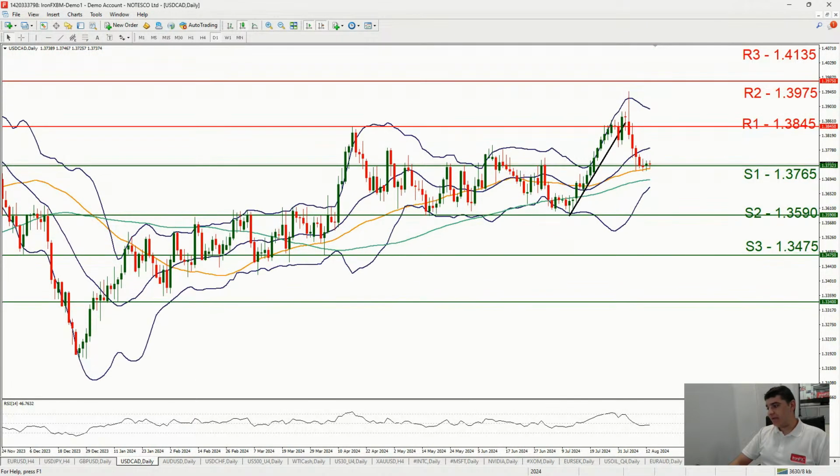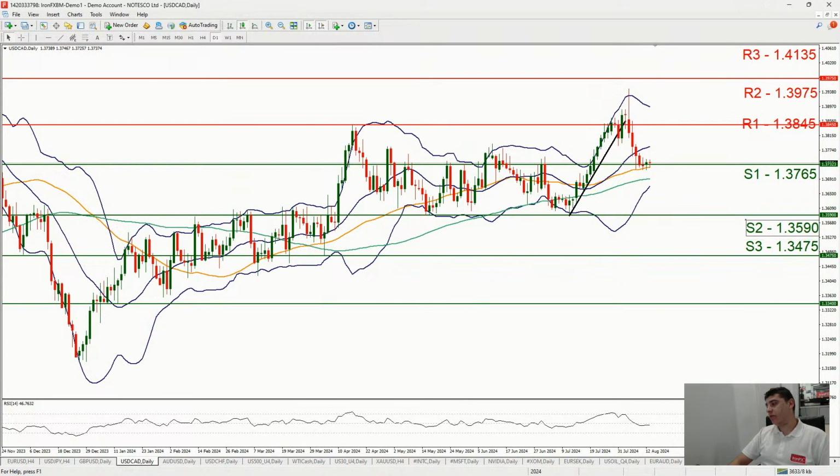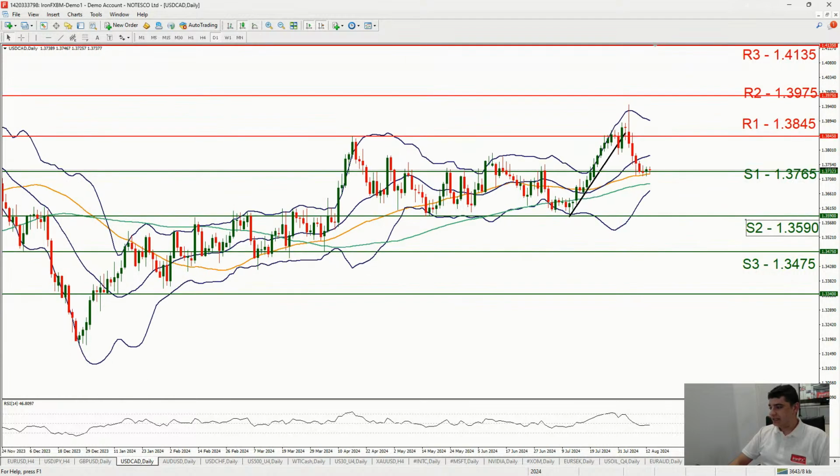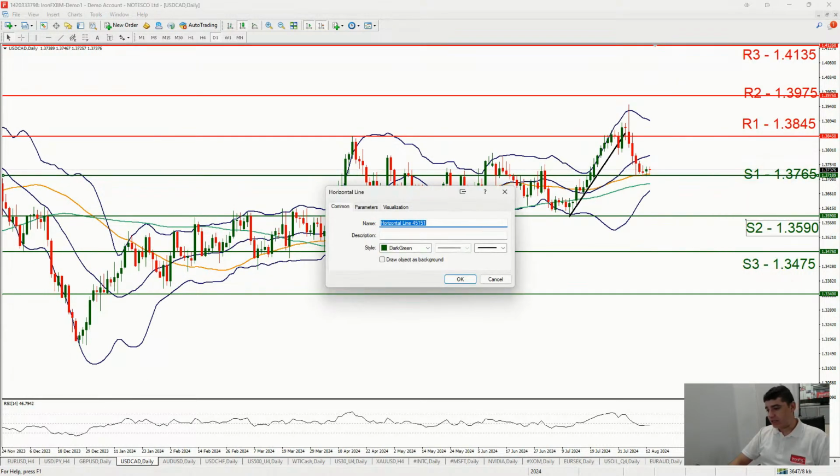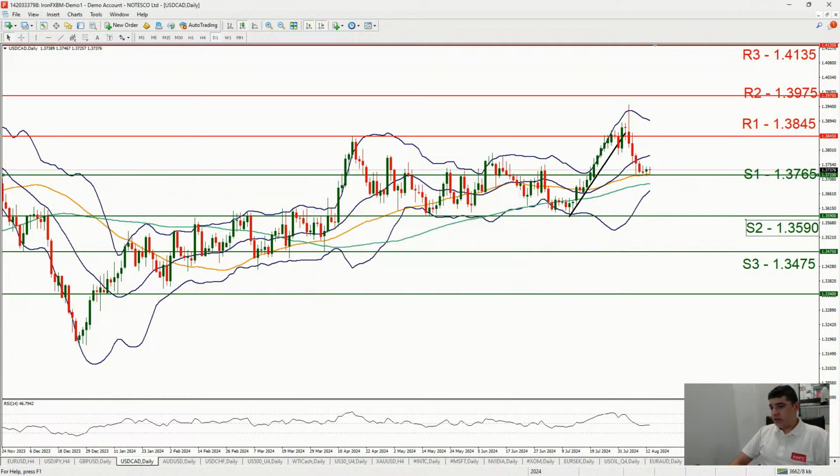USD CAD, this is what we had placed last week. So S1 at 1.3765, S2 at 1.3590. That appears to have been validated currently. So noting the past few days, we could readjust our S1 slightly lower, but around this level, we are seeing significant support. Readjusting S1 to 1.3720, that is my S1 support line.